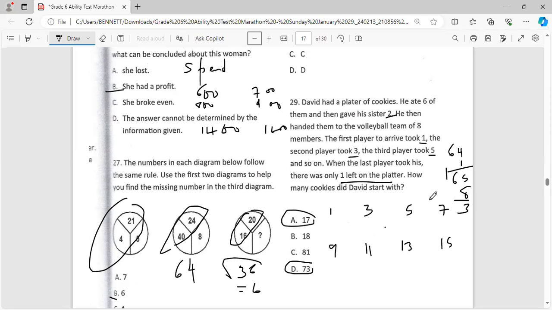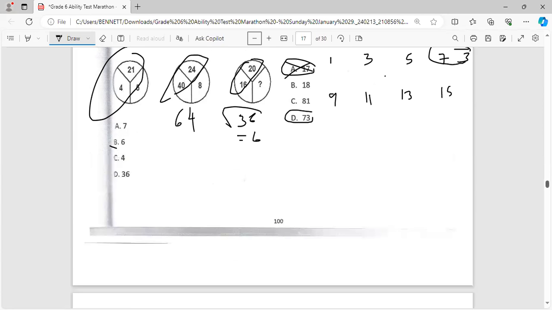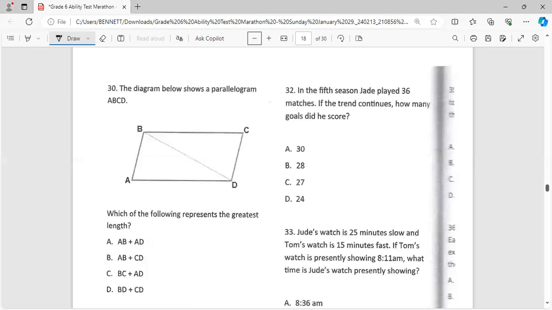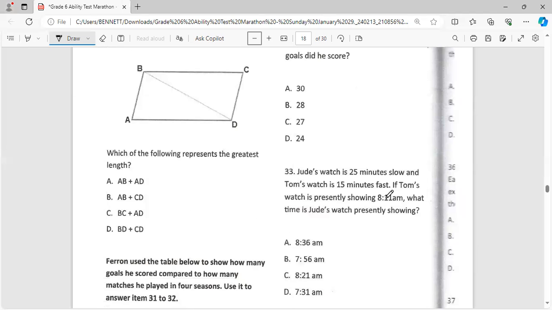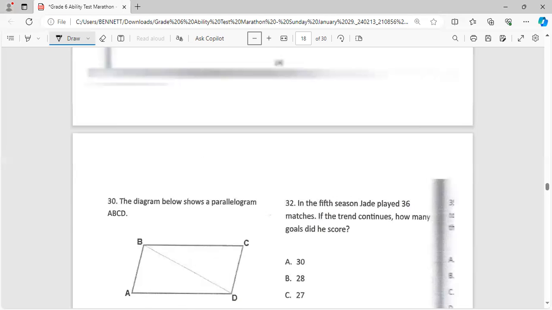I didn't work out the actual number, but I know that this method is correct. So it's 73. It wouldn't be 70, because each person is taking 2 extra. So you see that, guys? Yes, sir. Alright, this one, you don't understand it? Hold on. It's very easy, man.